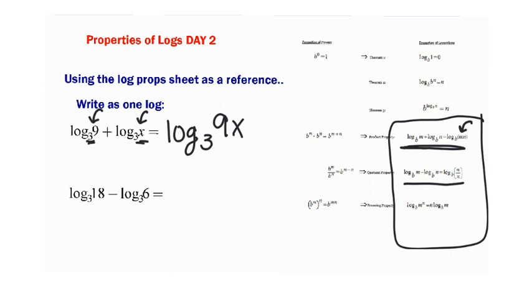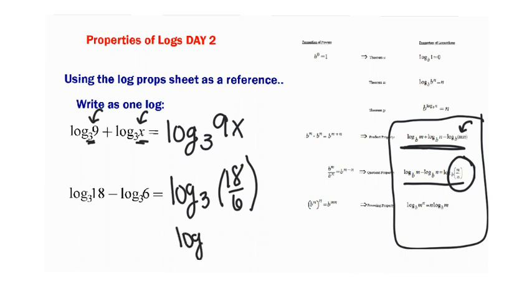Sorry, I had to pause my video for a second, so if I repeat myself. When you subtract, hopefully you see that over here, we can combine them into one and divide them. So this will be log base 3 of 18 divided by 6, and since you can simplify that, I want you to do that: log base 3 of 3. Okay, so writing as one log means combining them.